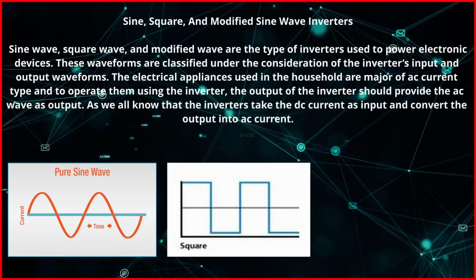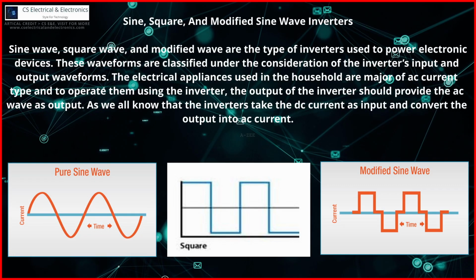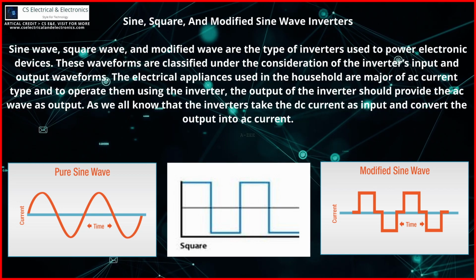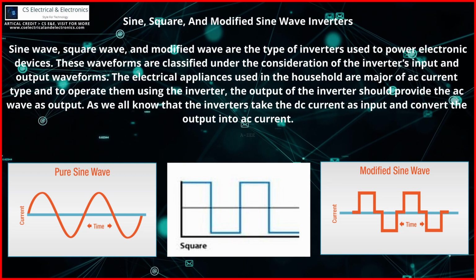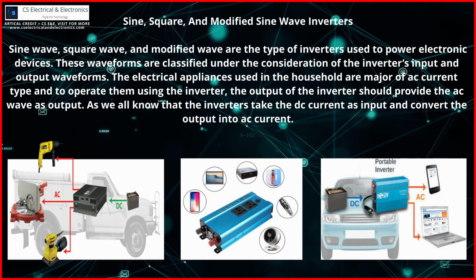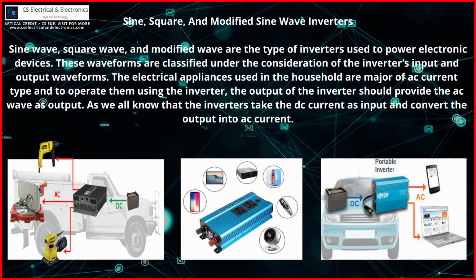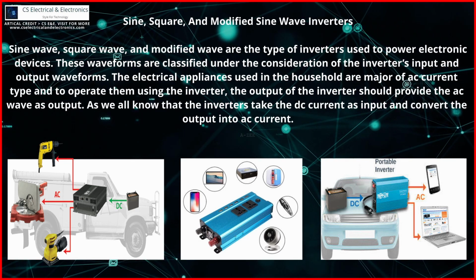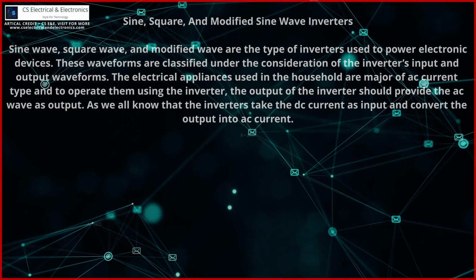Sine, square, and modified sine wave inverters. Sine wave, square wave, and modified wave are the types of inverters used to power electronic devices. These waveforms are classified under the consideration of the inverter's input and output waveforms. The electrical appliances used in the household are mostly of the AC current type, and to operate them using the inverter, the output of the inverter should provide the AC wave as output. As we all know, inverters take the DC current as input and convert the output into AC current.